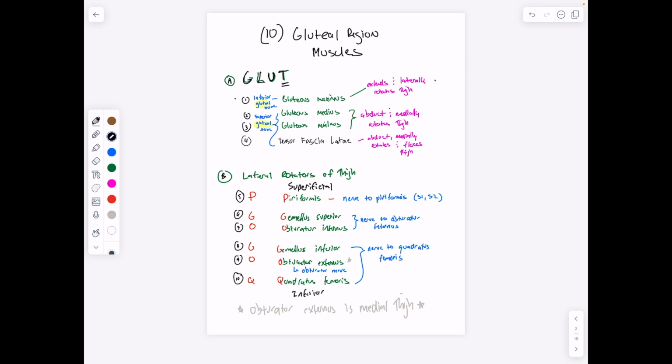Okay, then we have the lateral rotators of the thigh. These are deep to the gluteus maximus, and our mnemonic is P, go, go, Q. So P, go, go, Q. And then this is from superficial here. This should be superior to inferior.